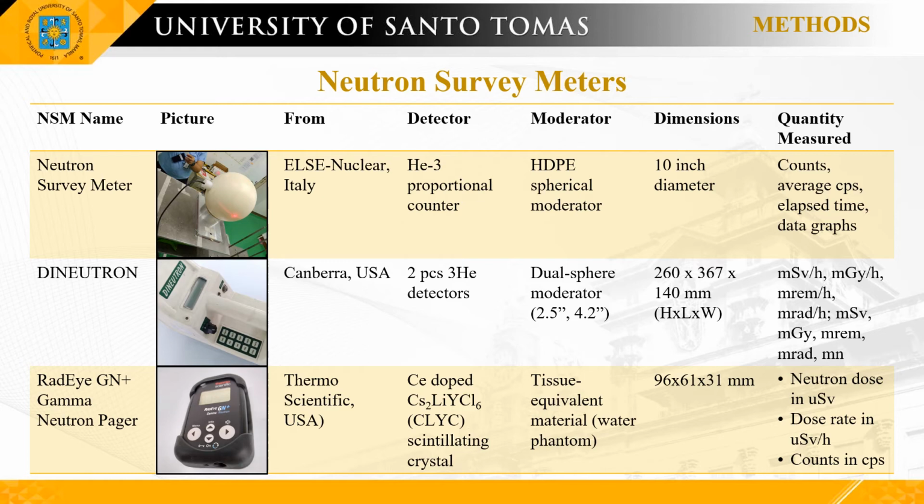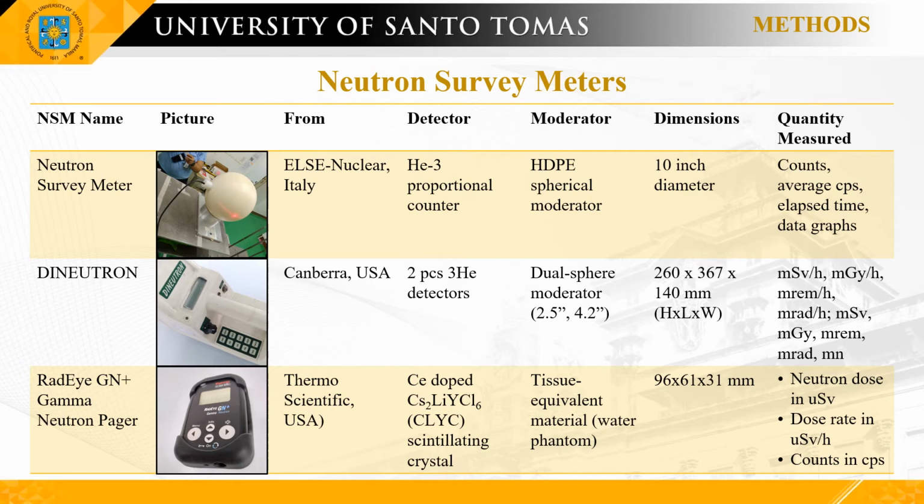The first one is the neutron survey meter from ELSA Nuclear, Italy, with an He-3 proportional counter detector with an HDPE 10-inch spherical moderator, giving us counts as data. The second one is the Dineutron from Canberra, USA, with two He-3 detectors with dual sphere moderator, with diameters 2.5 inches and 4.2 inches. It has a dimension of 260 by 367 by 140 millimeters, and the selected unit for experimental data is millisievert per hour.